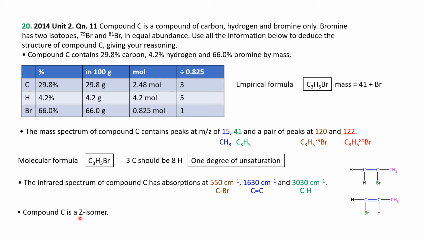Finally, compound C is a Z isomer. Well, you only have E or Z isomers when both carbons in the double bond have different things on them. In 2-bromopropene, carbon 1 has 2 hydrogens. In 1-bromopropene, carbon 1 has a hydrogen and a bromine, carbon 2 has a methyl and a hydrogen. So that tells us it cannot be the 2-bromopropene. It has to be the Z isomer of the 1-bromopropene. Gosh, I love these.